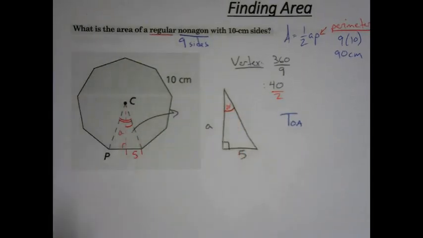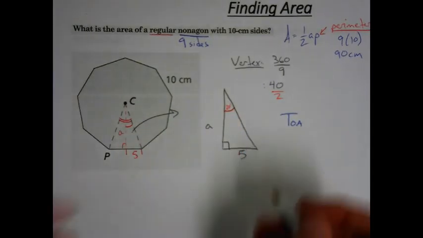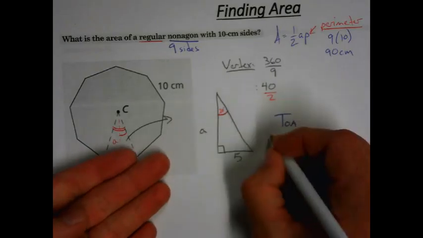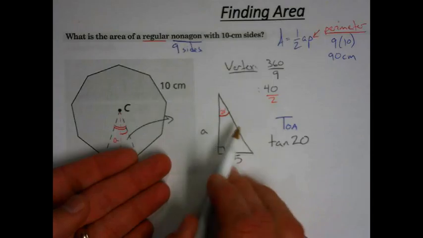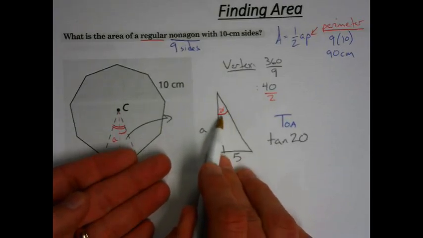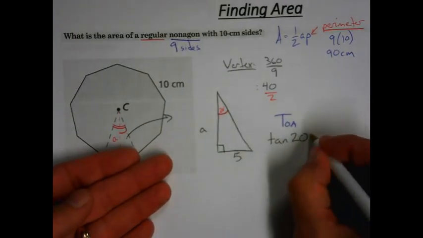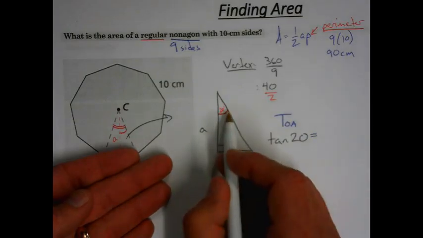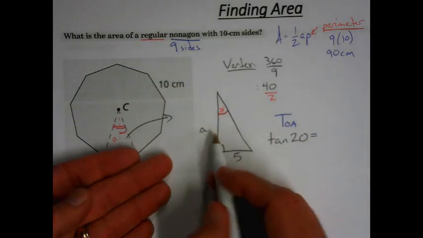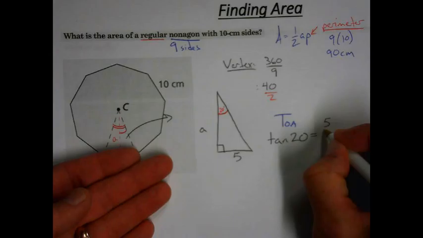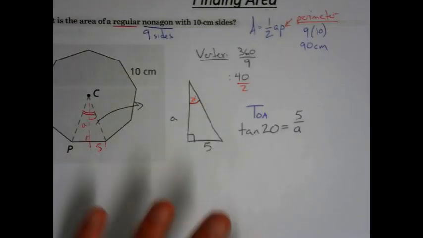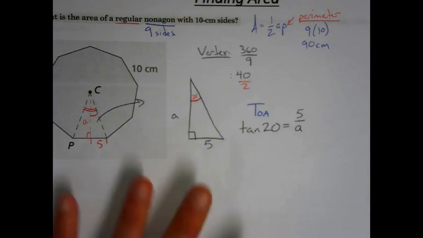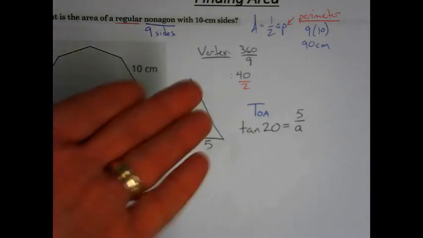Now how does this work? It works by setting up an equation. We can work with the tangent of 20 degrees. If we look at this angle and take the tangent of that angle, the tangent of 20 degrees is going to be the opposite leg over the adjacent leg. So the tangent of 20 is going to be 5 over our apothem. All right, so we set up our equation, and now what we can do is solve this equation.